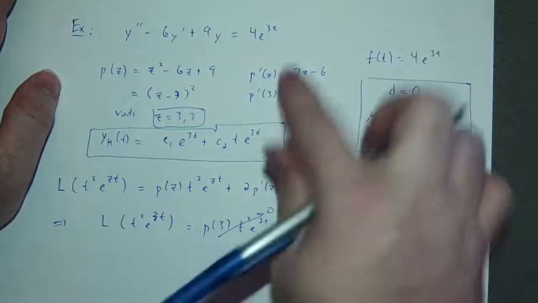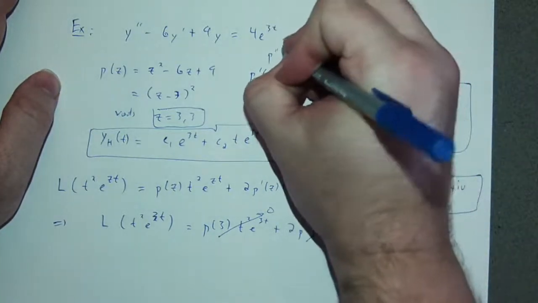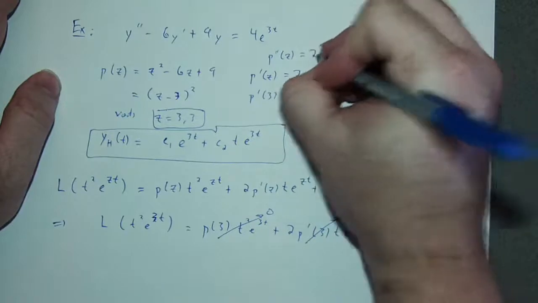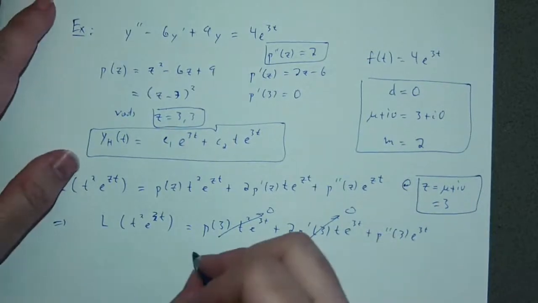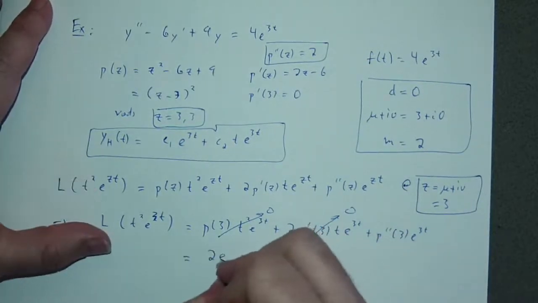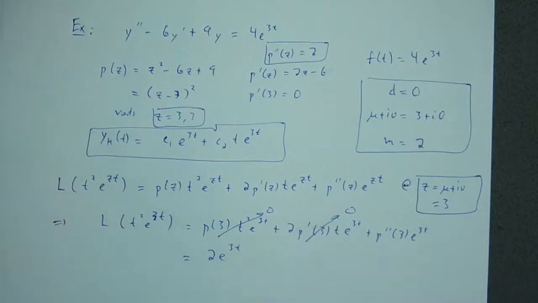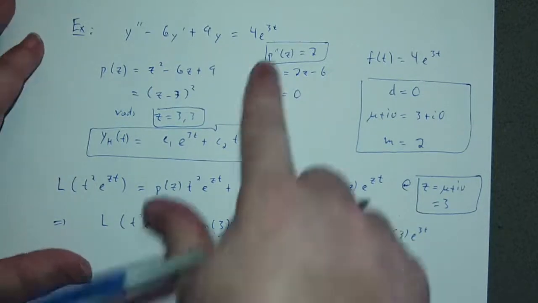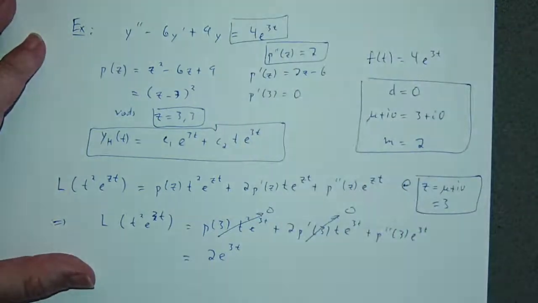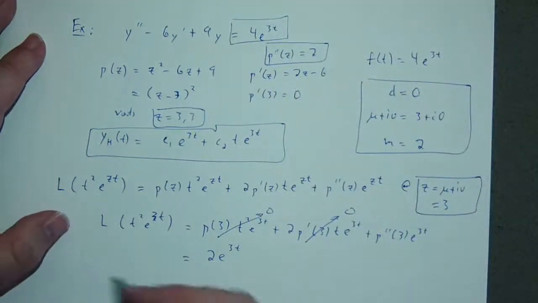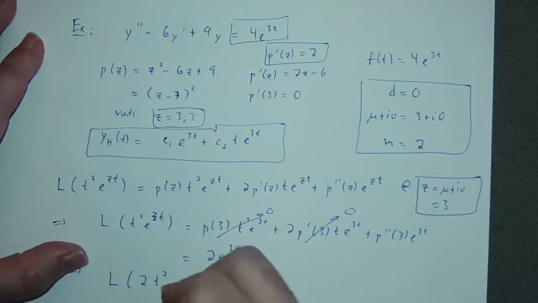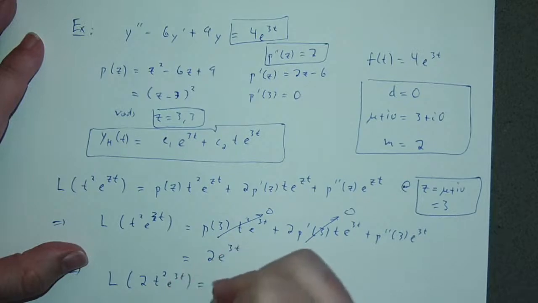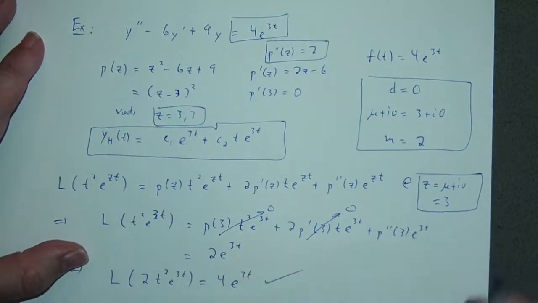What's p double prime of 3? Well, p double prime of z is just 2. So p double prime of z is constant. So p double prime of 3 is 2. So this is equal to 2e to the 3t. But that's not what I need. I need 4e to the 3t. So if I multiply this by 2, I got to multiply what's over here by 2. This means that L of 2 t squared e to the 3t is equal to 4e to the 3t. That's exactly what I need.